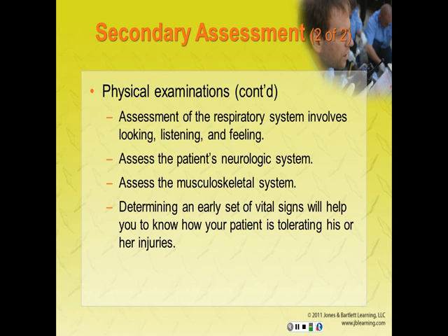Assess the musculoskeletal system, looking for raccoon's eyes, battle signs, and/or drainage of blood or fluid from the ears or nose. Look for JVD and tracheal deviation. Check pelvis for stability. Check the abdomen. Check the extremities and umbilical cord, pulse, motor, and sensory function.